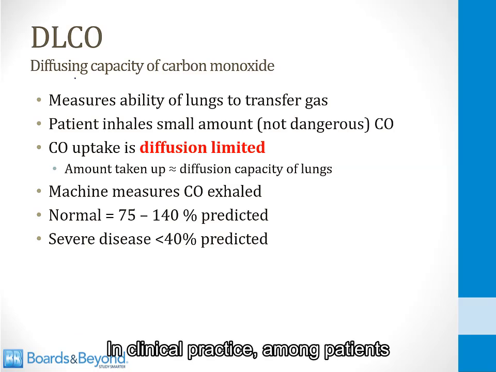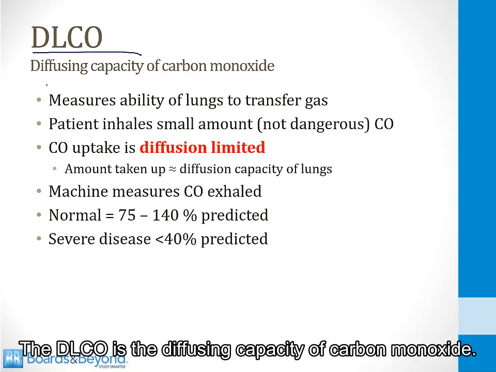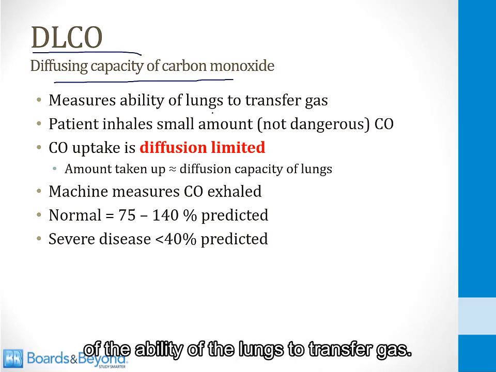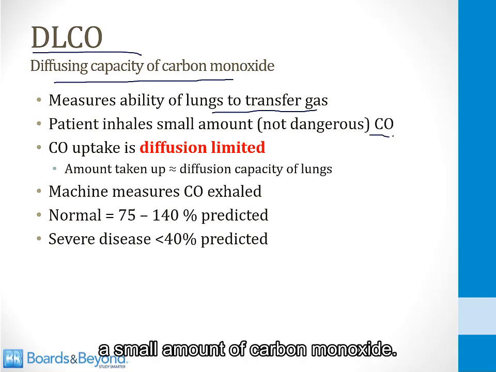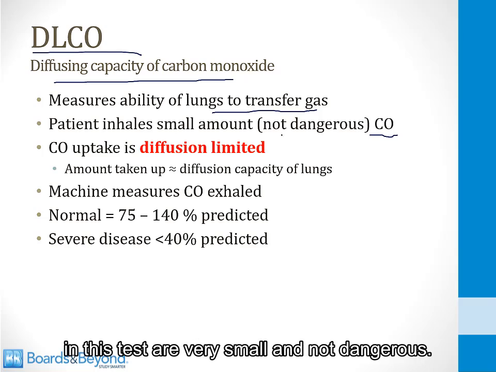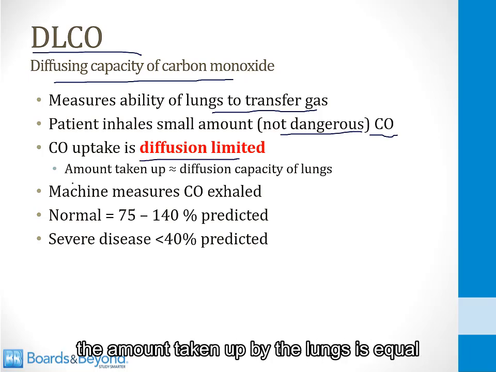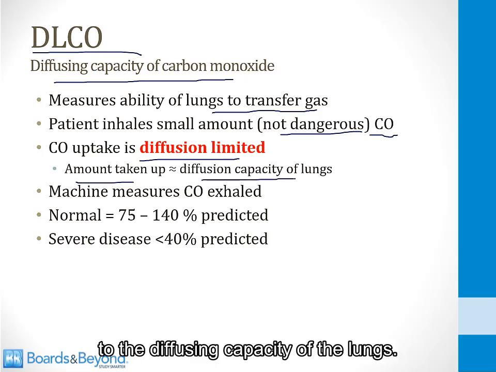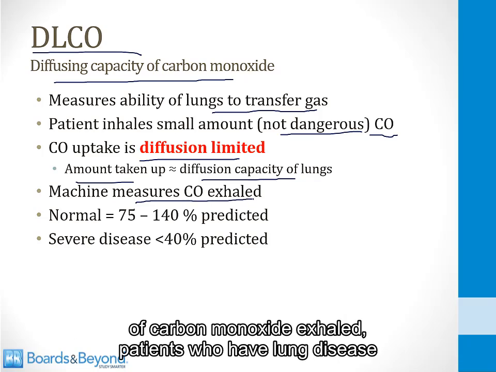In clinical practice, among patients with lung disease, the DLCO is commonly measured. The DLCO is the diffusing capacity of carbon monoxide. This is a measurement of the ability of the lungs to transfer gas. The way this test is done is the patient inhales a small amount of carbon monoxide. You may know that carbon monoxide is dangerous, but the amounts used in this test are very small and not dangerous. Because carbon monoxide uptake is diffusion limited, the amount taken up by the lungs is equal to the diffusing capacity of the lungs. So the patient inhales carbon monoxide, then exhales gas from the lungs, and the machine measures the amount of carbon monoxide exhaled.